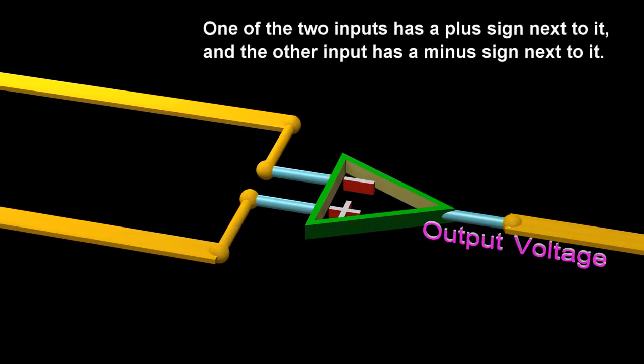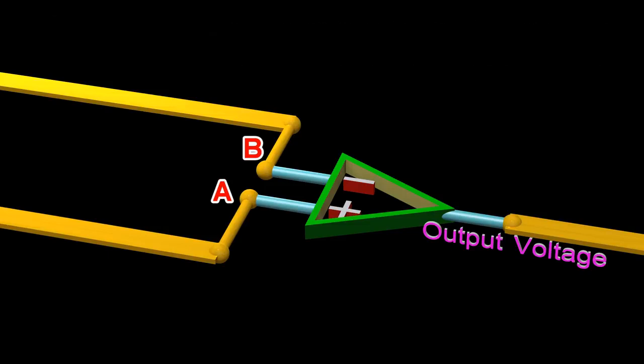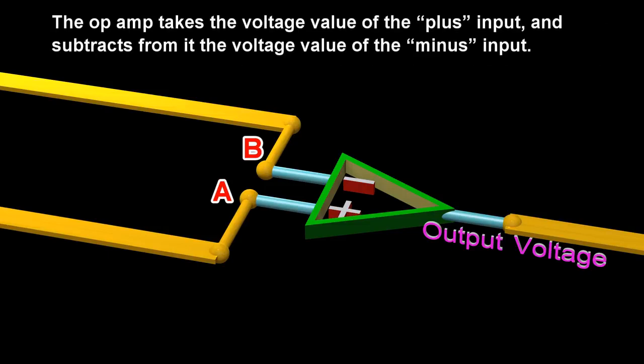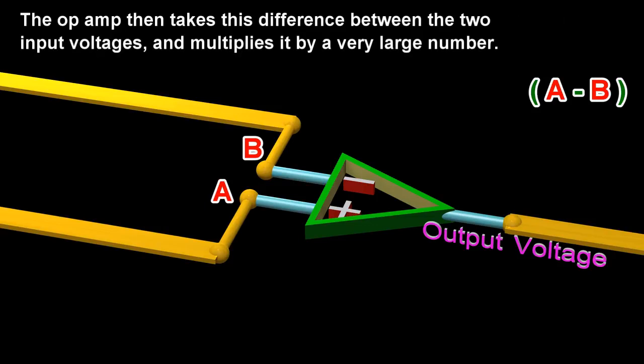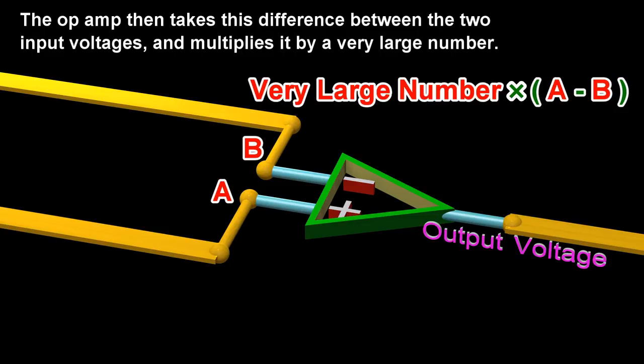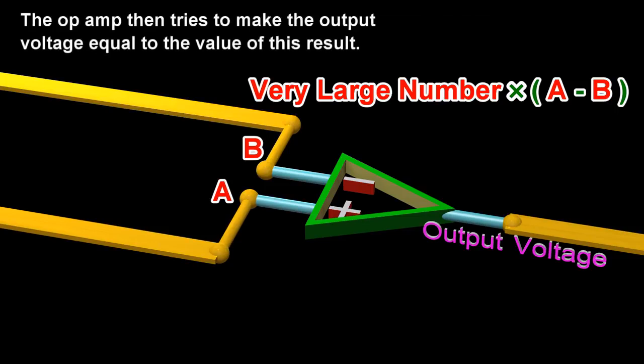One of the 2 inputs has a plus sign next to it, and the other input has a minus sign next to it. The op-amp takes the voltage value of the plus input and subtracts from it the voltage value of the minus input. The op-amp then takes this difference between the 2 input voltages and multiplies it by a very large number. The op-amp then tries to make the output voltage equal to the value of this result.